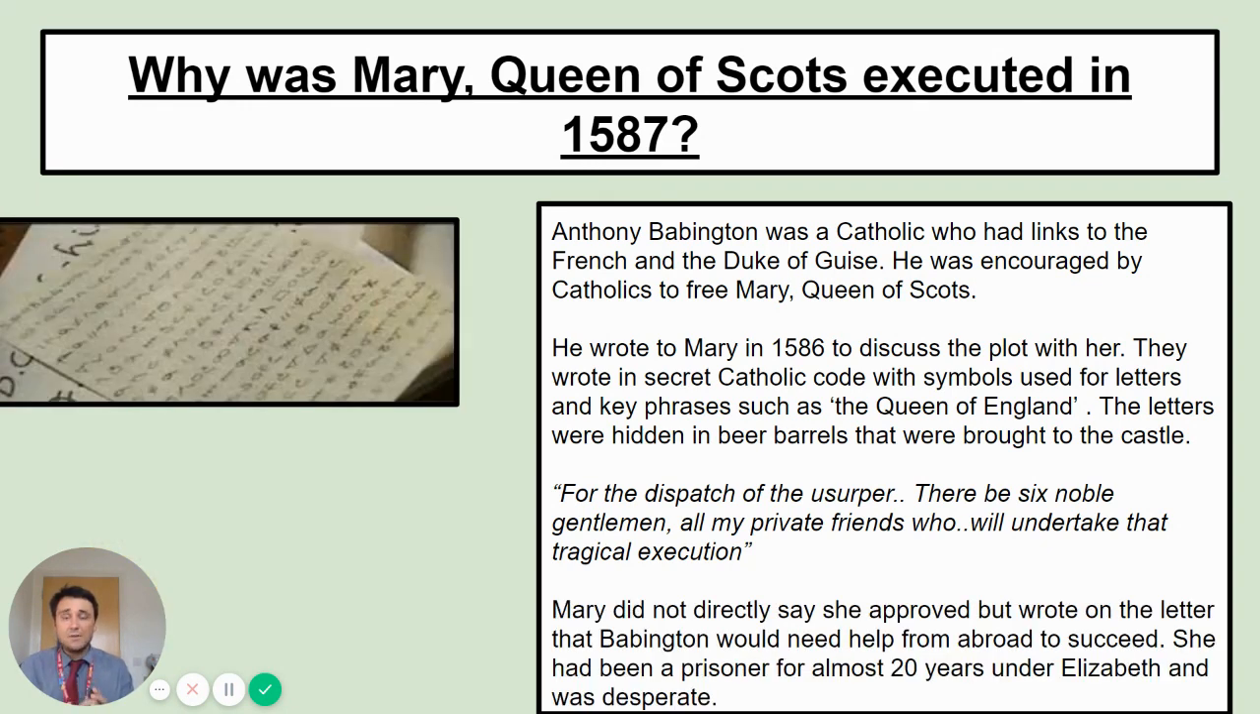But Mary did not directly say that she approved of getting rid of Elizabeth. She didn't say, yes, kill her straight away. But she wrote a letter back saying that Babington would need help from abroad to succeed and that he should get rid of Elizabeth before freeing her.